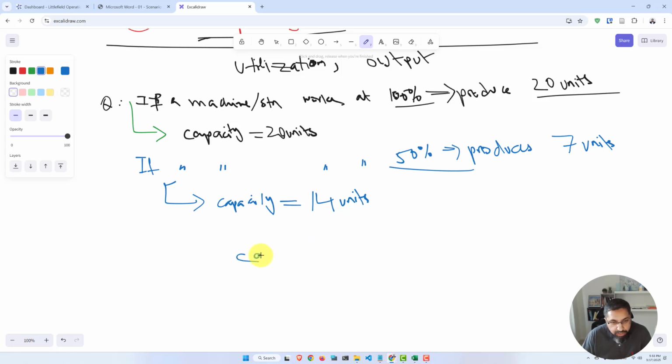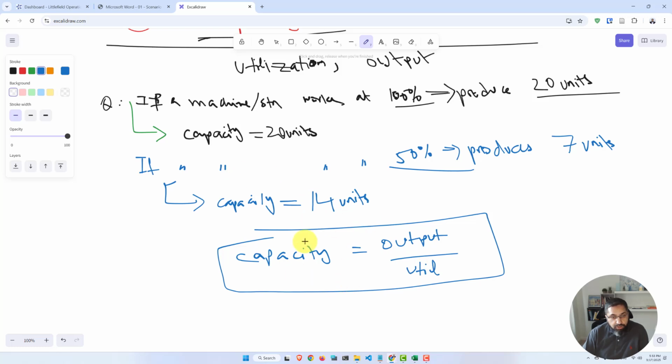So you can see that when you have utilization and output data, capacity is equal to output divided by utilization. When utilization is 50%, that's 0.5, and you divide output 7 by 0.5, which is 7 times 2, or 14. If utilization is 25% and a machine produces 5 units, then you divide 5 by 0.25, which is 5 times 4, or 20. And so capacity is output over utilization. We can use this relationship to estimate the capacity of the stations in our simulation.